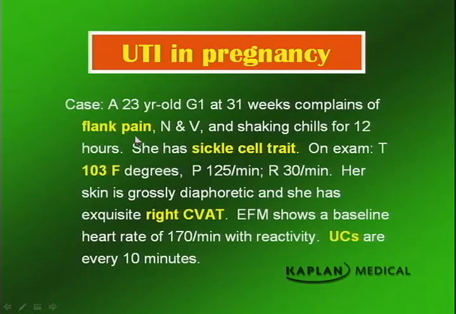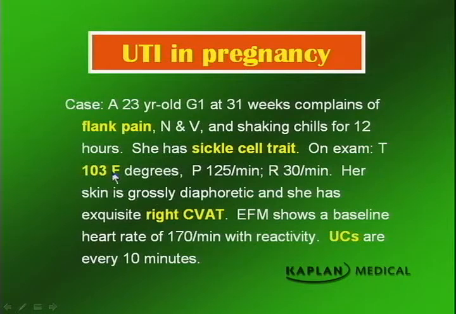Which side is more common? Right side, 90% of the time, because of the enlargement of the uterus, which brings about the ureteromegaly and the increase in the renal pelvis size. So she has flank pain, she has sickle cell trait, and there we have the increased risk of urinary tract infections with sickle cell trait.